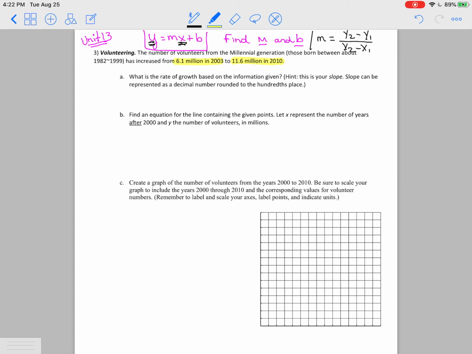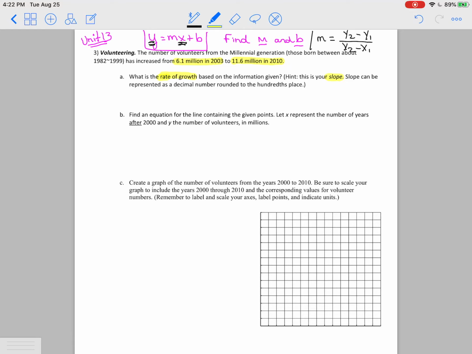Now, I wouldn't do that just yet. Like I had said earlier, it's a great idea to read through your problem. Okay, A, what is the rate of growth based on the information given? Hint, this is your slope. Slope can be represented as a decimal number rounded to the hundredths place. So rate means slope. Anytime you hear that in a problem, rate of change, rate of growth, that is going to be your slope. And they're telling you that it's okay to have a decimal, and you often will.